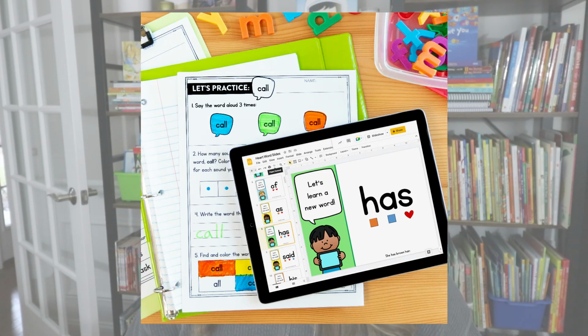So here is the word has. Always on the left it says let's learn a new word, and then it has a box for each sound in the word. And if it's an irregular sound, which all of these are going to be because they are heart words, it will show you where the heart is. I also included a little example sentence for you if you want to use that with your students. She has brown hair down at the bottom.